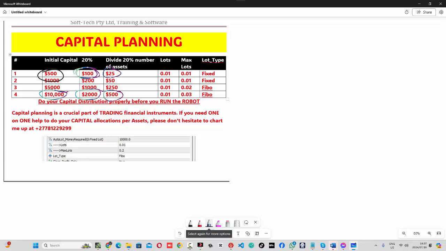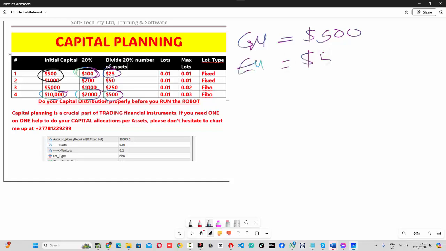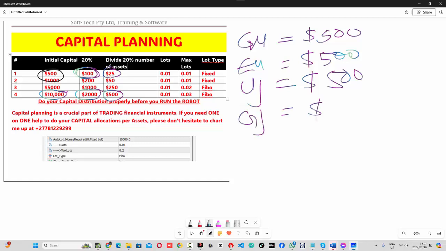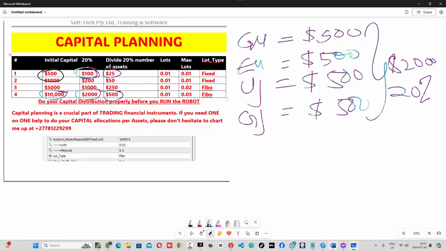That means GU, $500 allocated for it. EU, $500 allocated for it. UJ, depends on whatever you want to trade, $500 allocated for it. GJ, $500 allocated for it. And if you sum everything together, it is $2,000, which is your 20% allocation from your capital. Okay? I think it's clear.